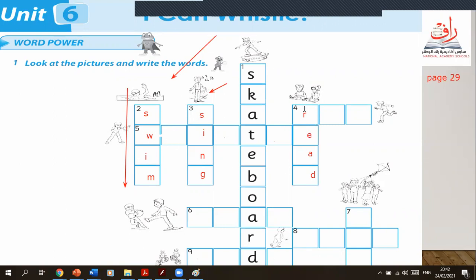Now number five here, vertical and horizontal. What do we see here? We can see a boy. What are you doing? Run. Excellent. We already wrote the letter R here. So we're going to complete R with U, ru, with N, run. Run and read. So we are done from here.